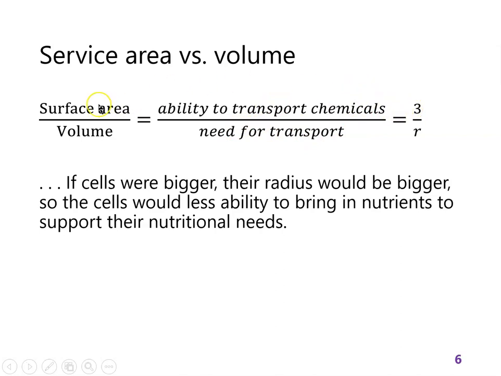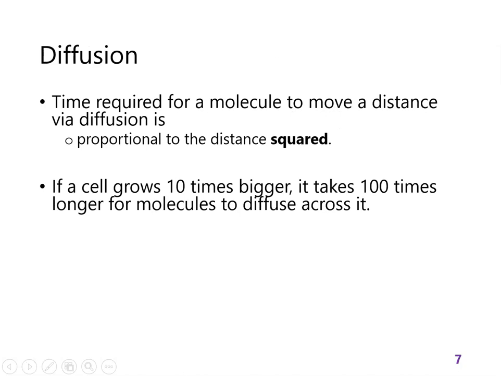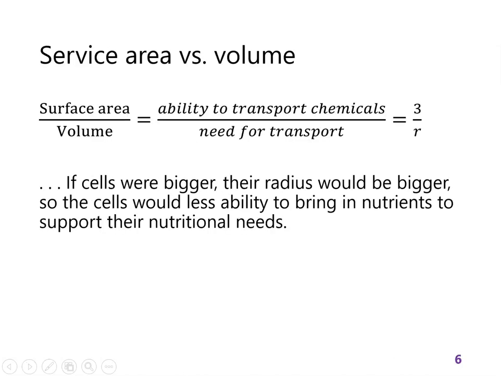And if we look at the ratio of surface area to volume from the formulas on the preceding slide, this is what we get, 3 over R. So as R increases, this ratio is going to get smaller and smaller. As this number gets bigger, this whole ratio gets smaller. So bigger cells have less ability to bring in nutrients and get rid of waste products. So that's surface area and volume.